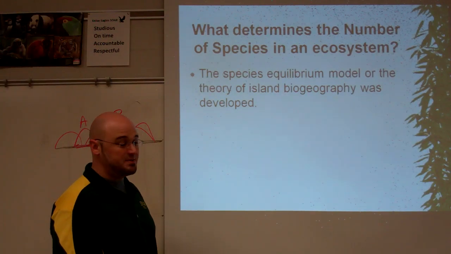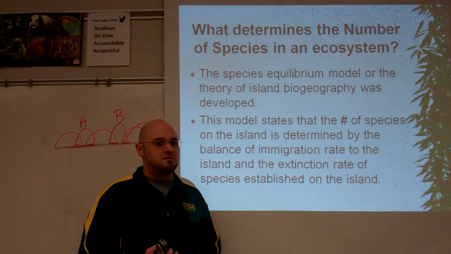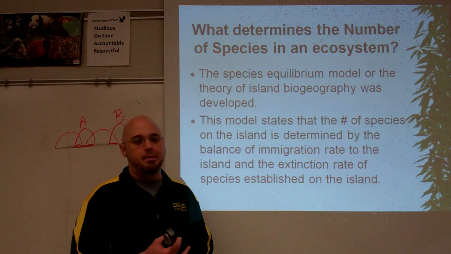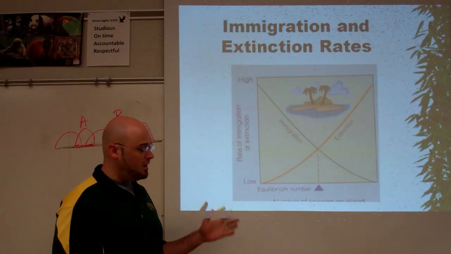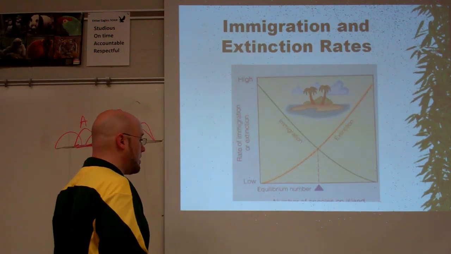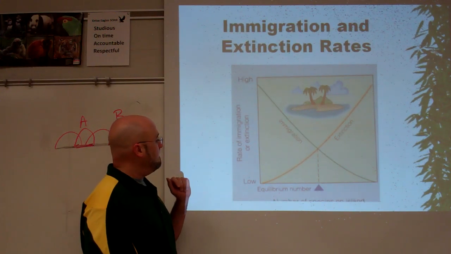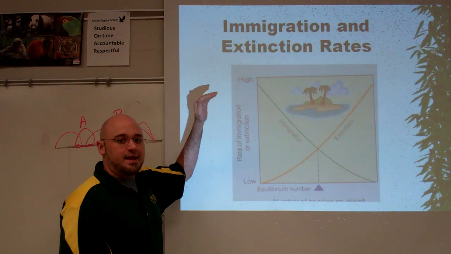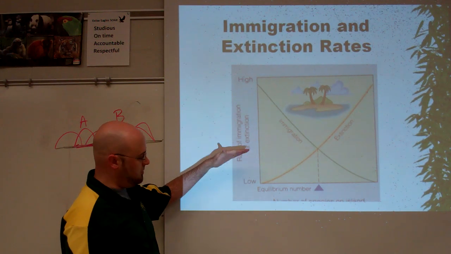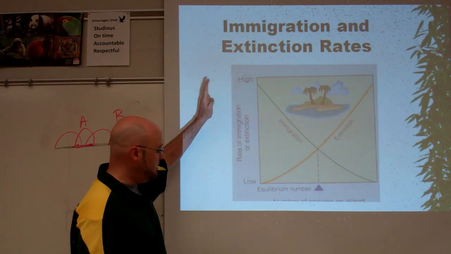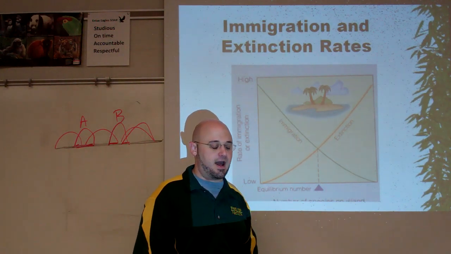All right, so anyways, what they did is they came up with a model, a species equilibrium model. The model stated the number of species on an island was determined by a balance of immigration and extinction rates. It looks something like this. Obviously, it'd be a little bit more complex. I want to explain your axes here real quickly. The y-axis is a rate of change. It is not a number, but a rate of change, going from slow amount of change to high amount of change. And then on your x-axis is the number of species that you would find on that island.